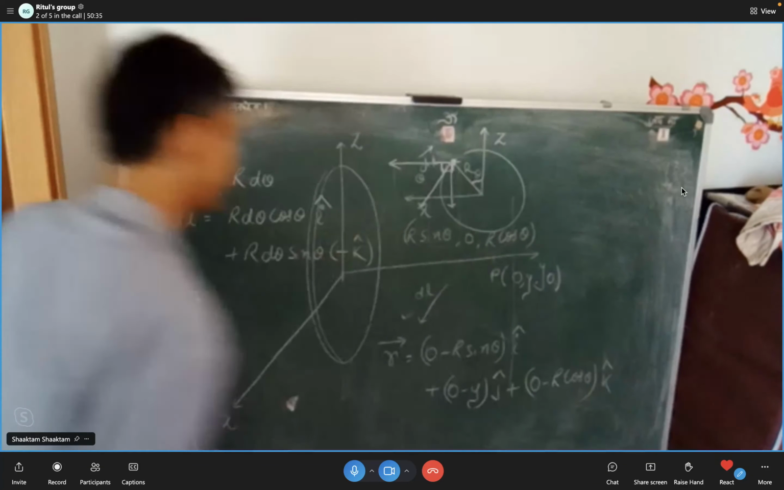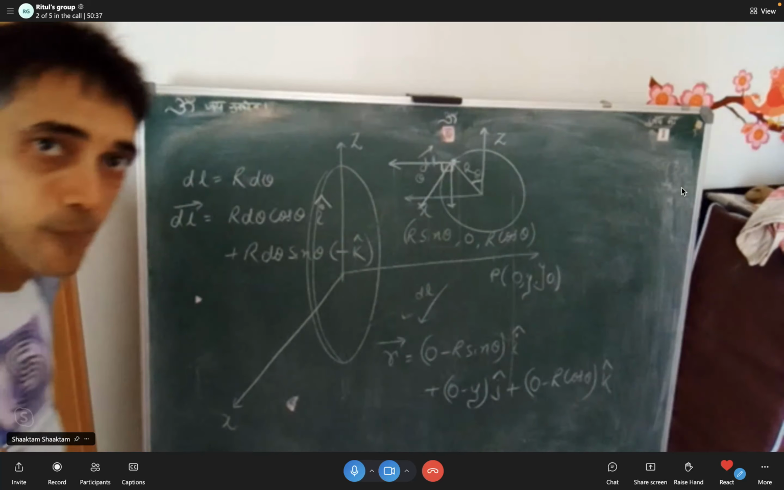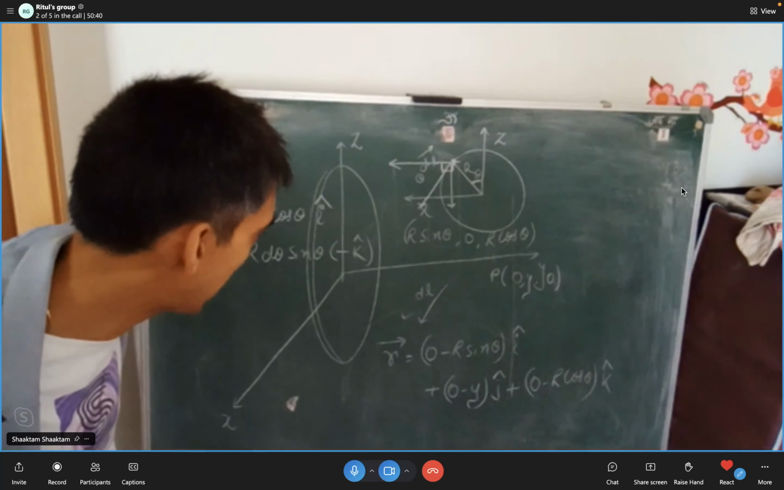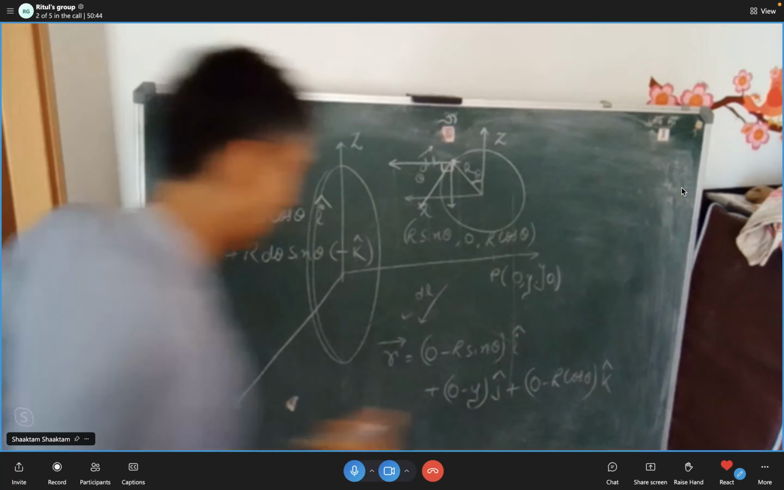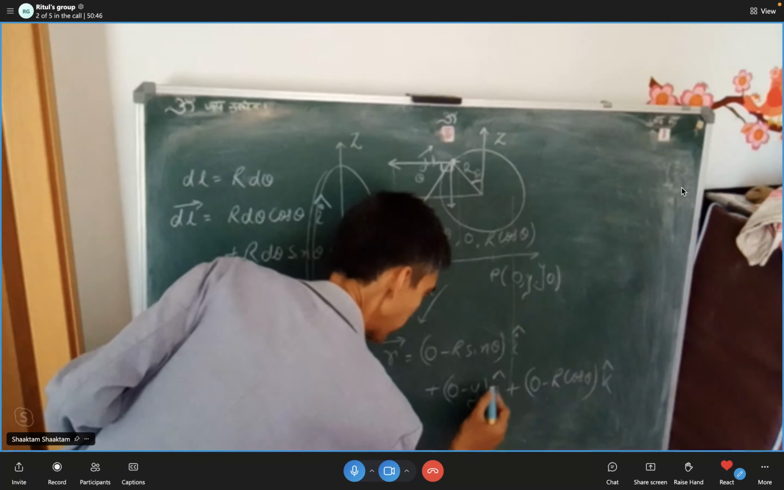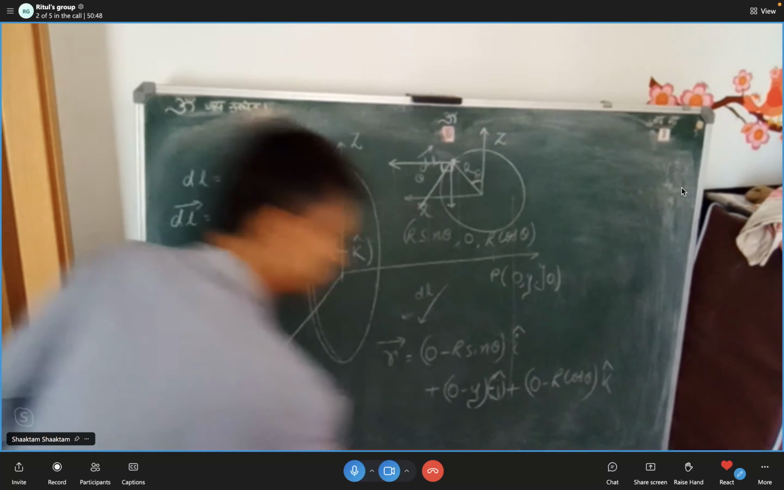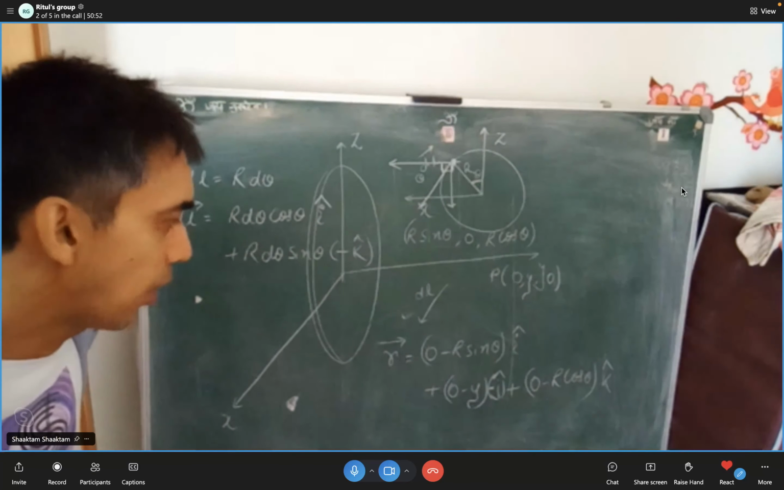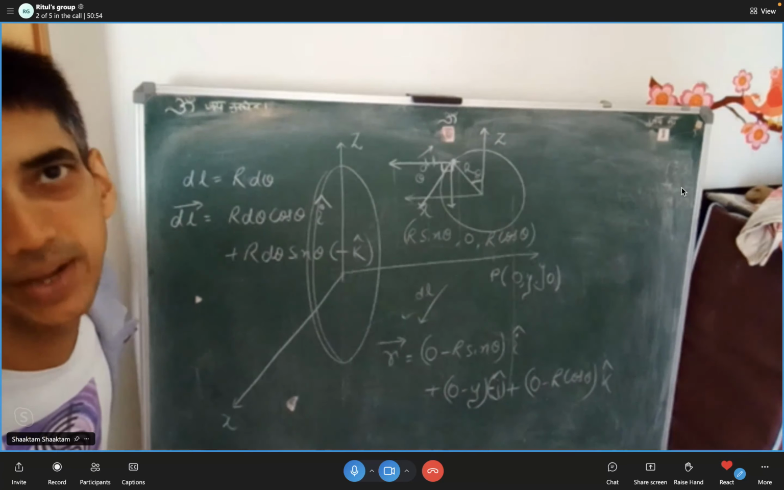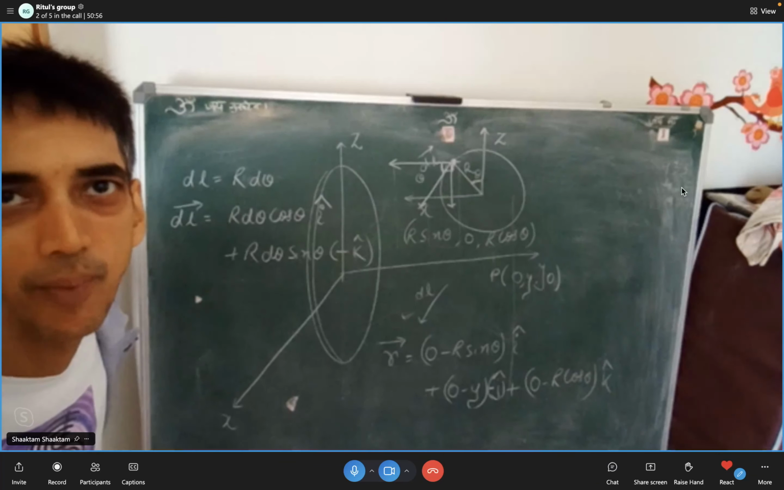I think you made a mistake. You take 0 minus r sin theta, that's fine. Shouldn't it be y minus 0? It will be y minus 0. Yes, you are absolutely right. It will be y minus 0. My bad. Okay, now what do we have to do? We have to find dl cross r. That's it.